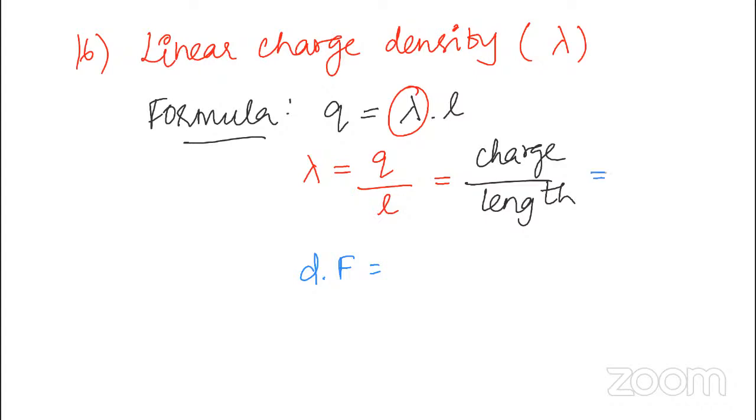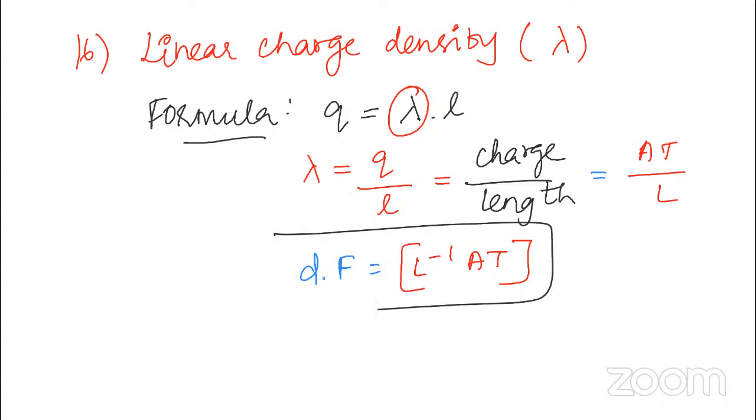For charge, it is A into T, and for length it is L. Okay, very good. L inverse into A into T. So this is the dimensional formula for linear charge density.